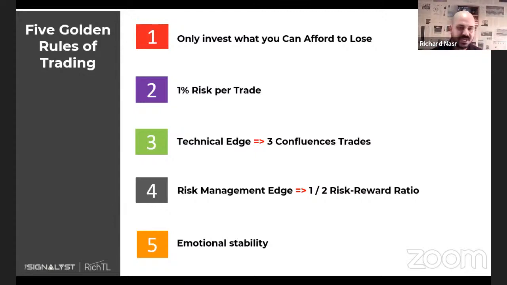You can take weeks off, and always remember, no trade is also a trade. Sometimes not taking action is also an action that you decided on: I don't want to take an action. So always be emotionally stable and follow all these four.